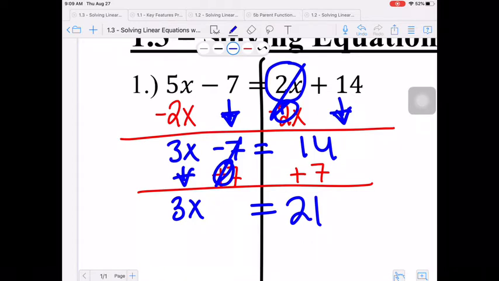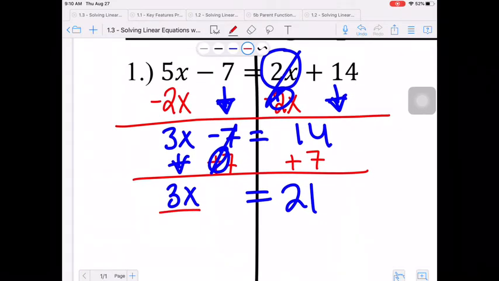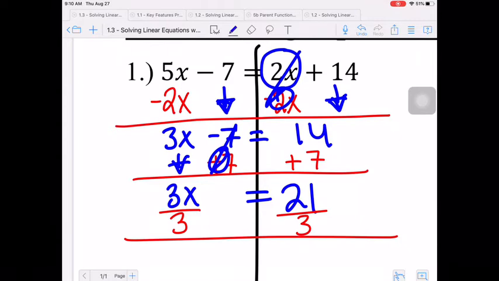And I'm almost there. So I still got to get that 3x to equal 1x. Or I want to turn it into a 1x. So how do I make a 3 into a 1? Well, we can divide it by itself. Whatever I do to the left, I'm going to do to the right. And I'm just going to go ahead and solve it. 3 divided by 3 equals 1. So I'm left with 1x equals 21 divided by 3, which is going to be 7. Okay? And that is my answer.